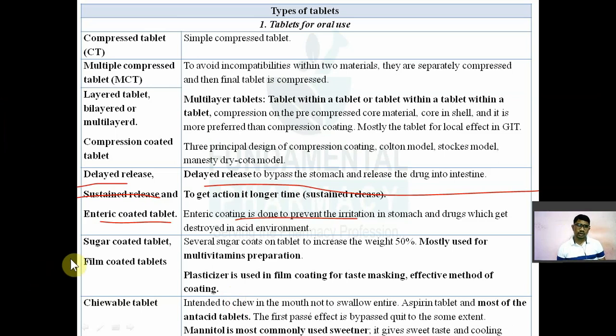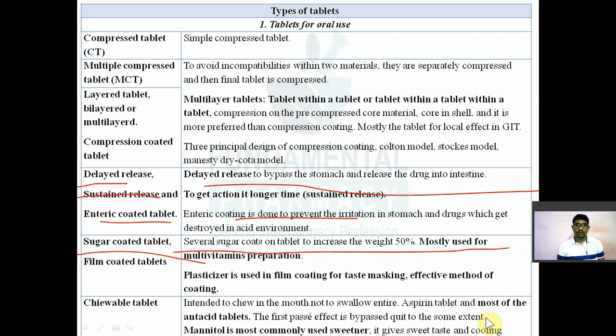Now sugar coated tablets. Sugar means like your sucrose, mannose, maltose, etc. Several sugar coats are applied on the tablet. You have a tablet, and on top of it they will put many coats of sugar. In the case of sugar coated tablets, because of the several sugar coats, the weight of the tablet can increase. If your original compressed tablet is, say, 25 milligrams and you sugar coat it, the sugar coated tablet increases the weight of the original tablet by twice.